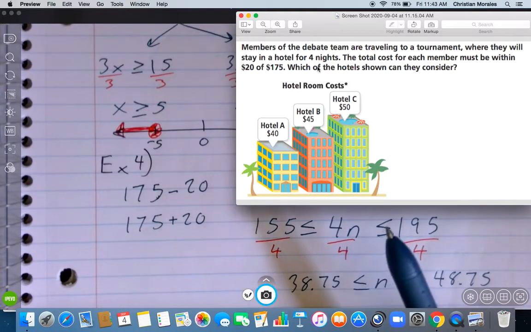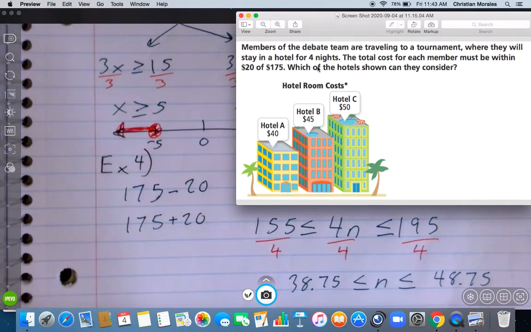So which of these hotels is within our budget? Looks like are all of them? A, B, and C? Actually, no, C is above budget, so you can't stay at C. But you can stay at hotel A or B. So you can look at those two prices. So you can stay at this hotel or this hotel, but not C. C would not be recommended. Looking at our budget, we can't go above $48.